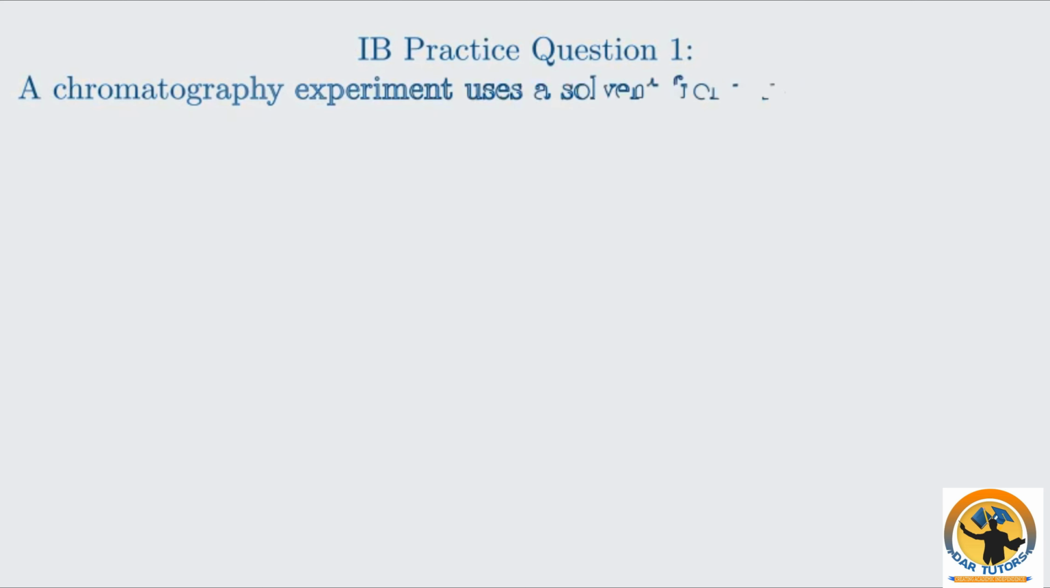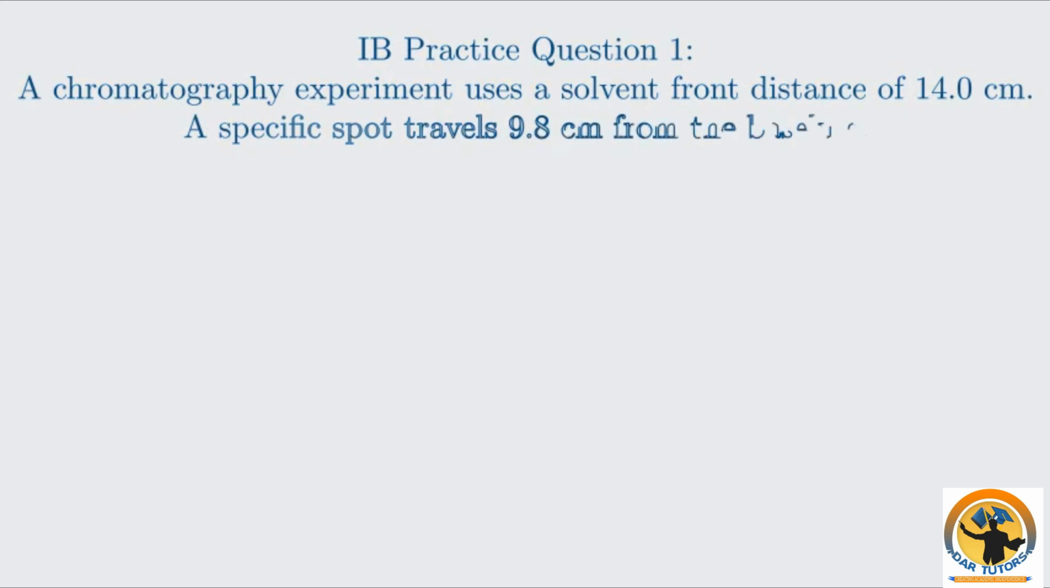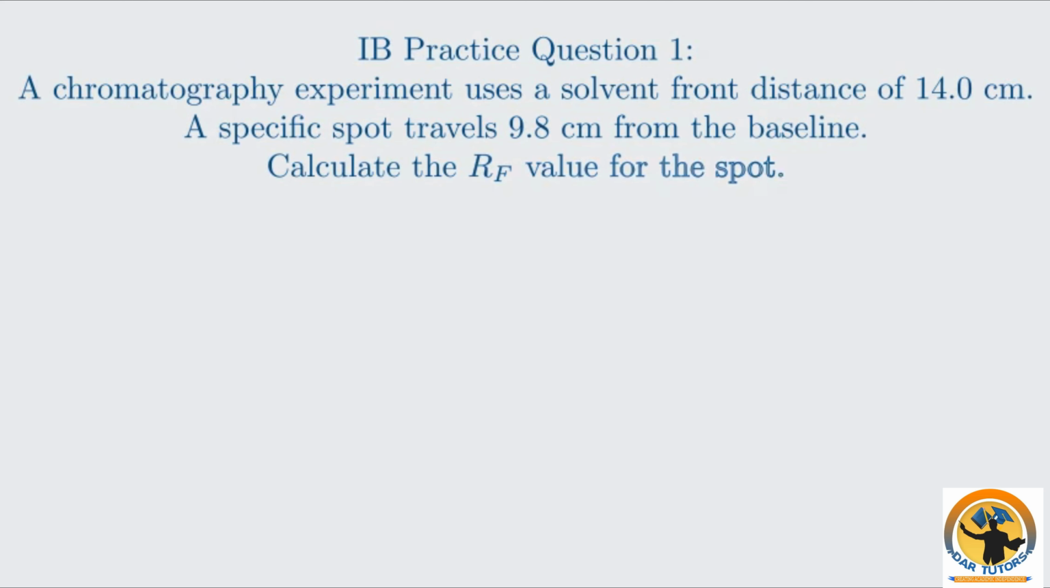Let's finish with some IB-style practice questions to test your understanding. First question. A chromatography experiment is performed with a solvent front distance of 14.0 centimeters and a spot travel distance of 9.8 centimeters. Calculate the RF value for the spot. Take a moment to solve this. The solution is as follows.